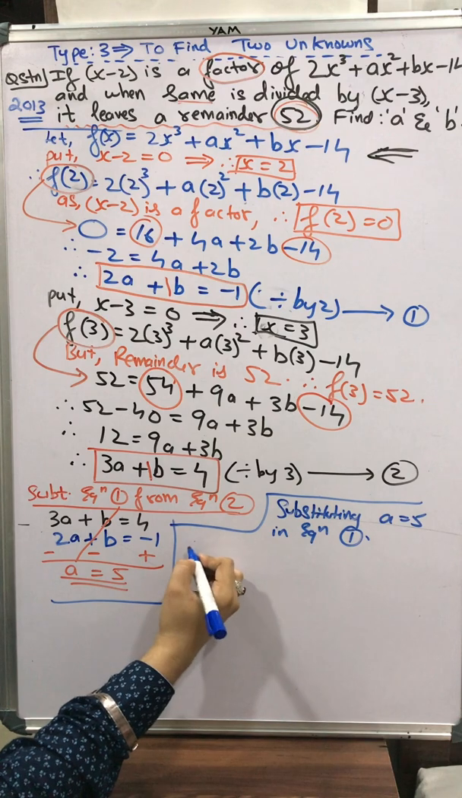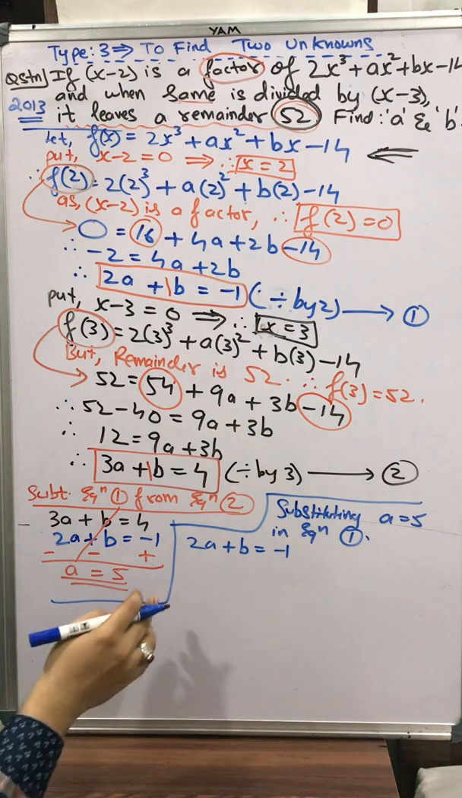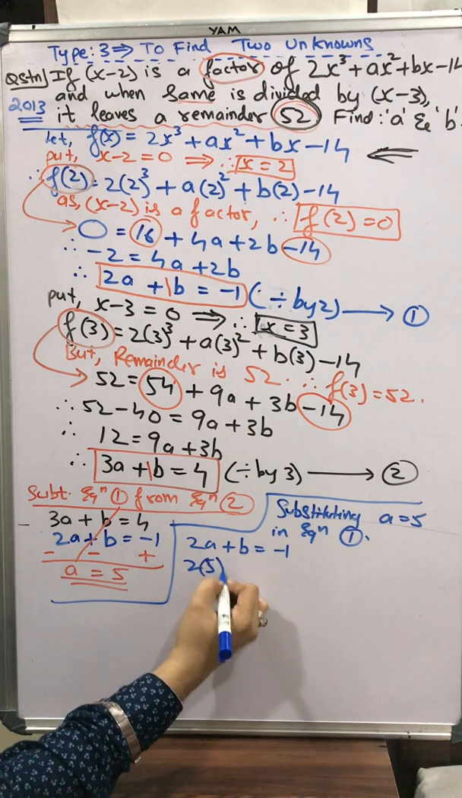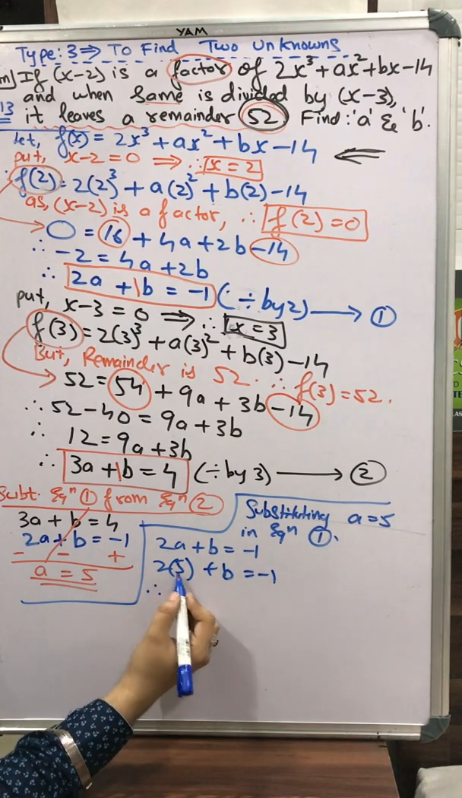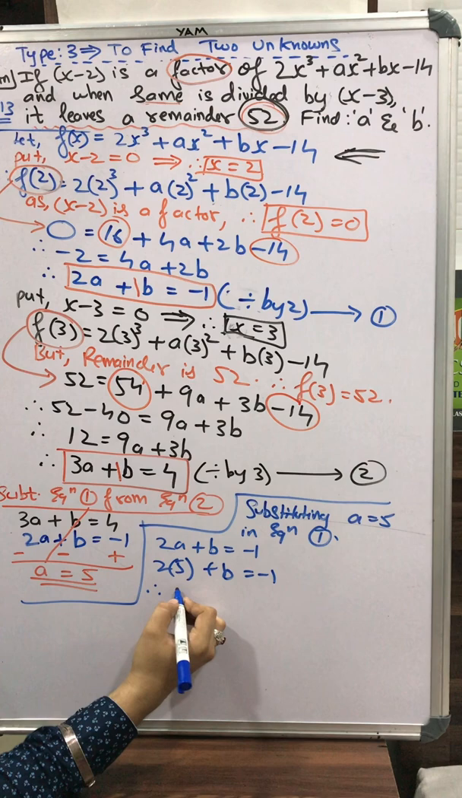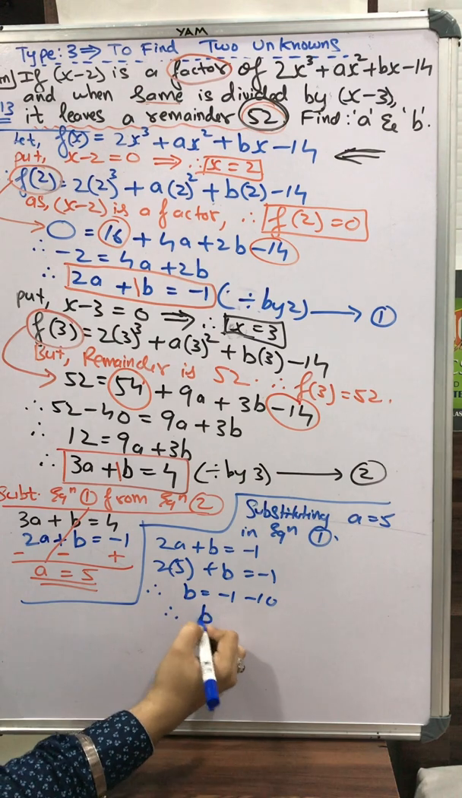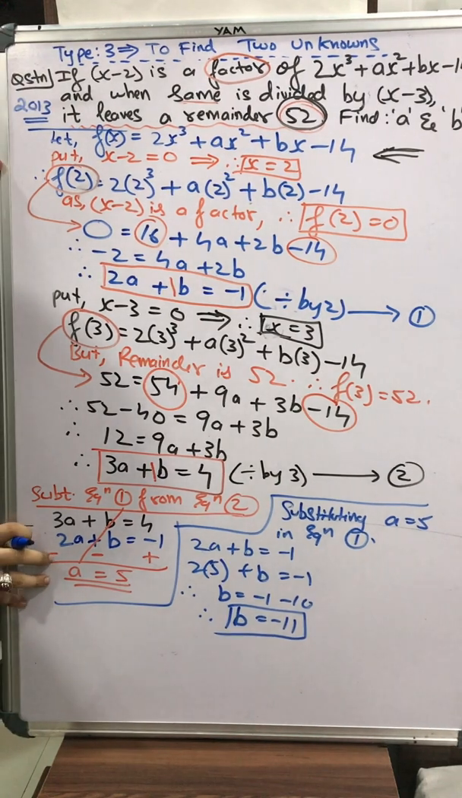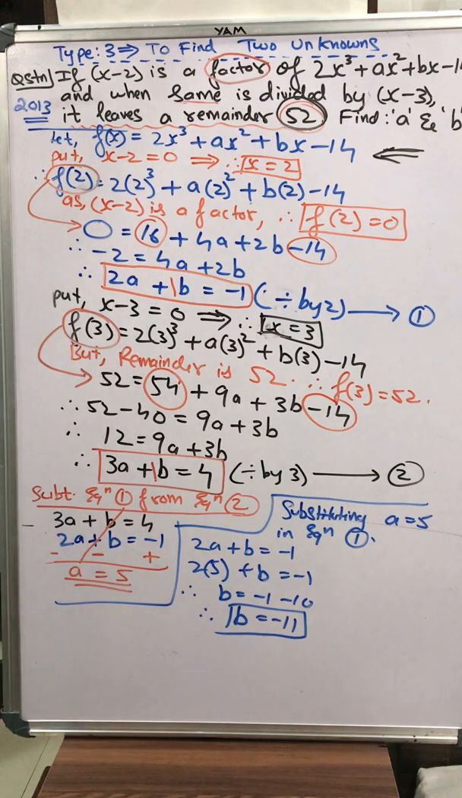So my equation 1 is 2a plus b equals minus 1. So now at the place of a, 5 will come. 2 into 5 plus b is equal to minus 1. Therefore 2 5s are 10. So 10 plus b is minus 1. So b is equal to minus 1 minus 10. 10 goes there. So therefore b is equal to minus 11. This is our value of b. So we got our two unknowns. My first unknown a is 5 and my second unknown b is minus 11. Please pause the video, it was an important one. Solve it.